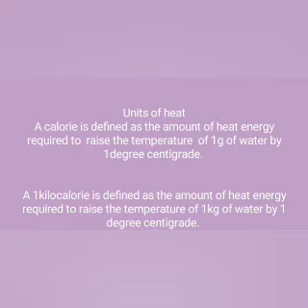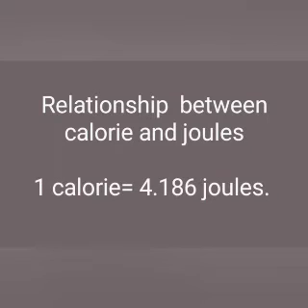Now, what is the calorie? A calorie is defined as the amount of heat energy required to raise the temperature of 1 gram of water by 1 degree centigrade. And what is the kilocalorie? 1 kilocalorie is defined as the amount of heat energy required to raise the temperature of 1 kg of water by 1 degree centigrade. Children, 1 calorie is equal to 4.186 joule means the amount of heat energy required to raise the temperature of 1 gram of water by 1 degree centigrade is 4.186 joule. It is the relationship between the calorie and joule.